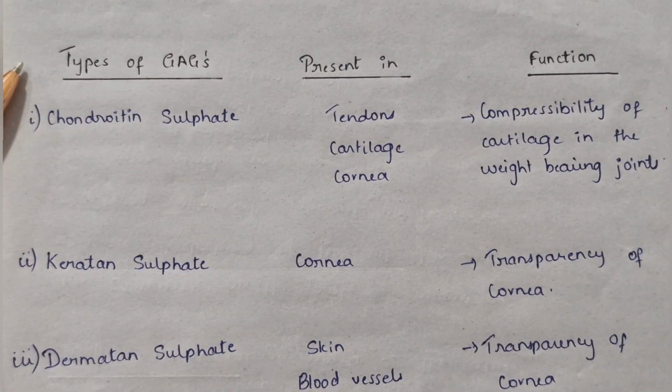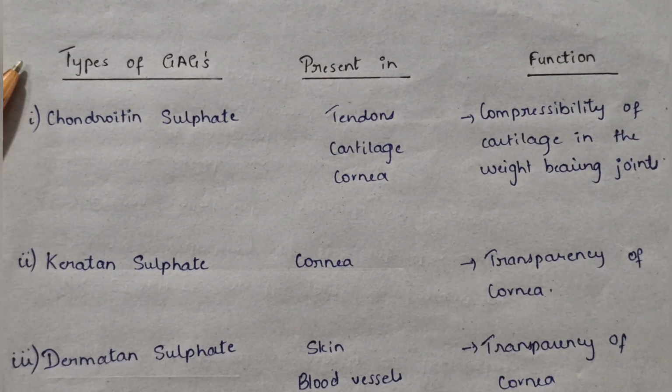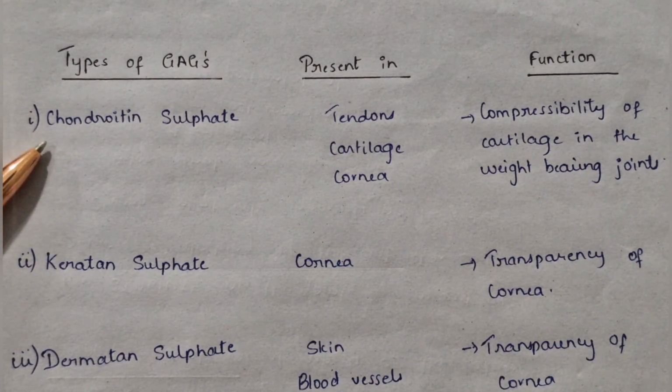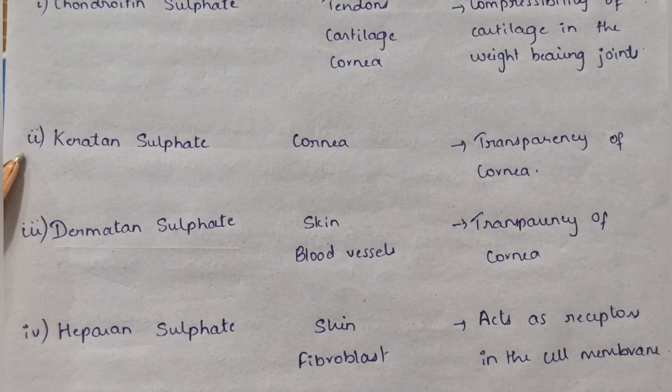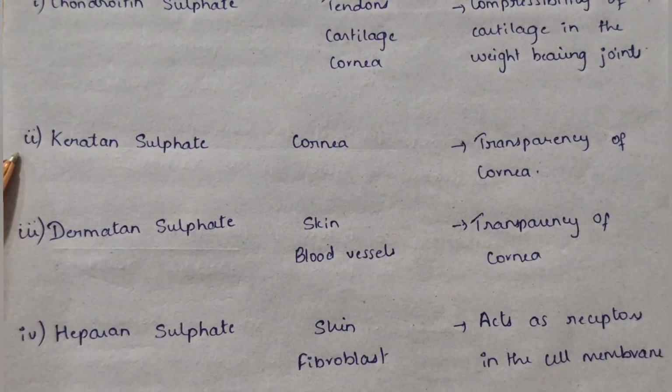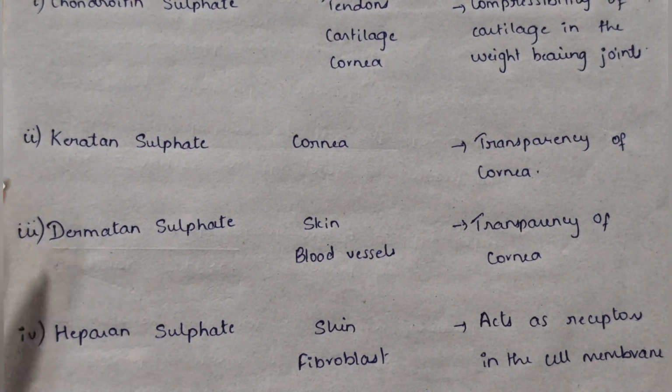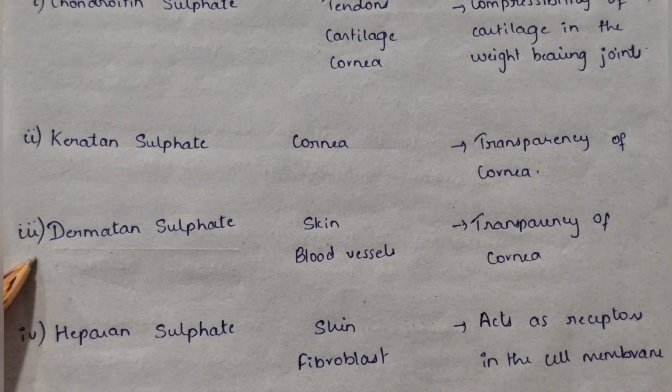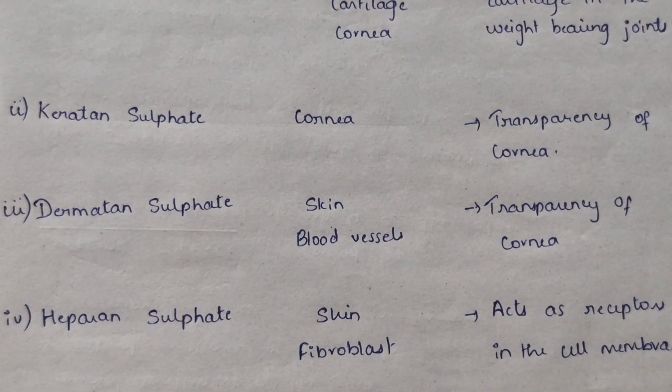Now let's see the types of GAGs, their location and function. The first one is chondroitin sulfate, present in tendons, cartilage, and cornea, helps in compressibility of the cartilage in the weight-bearing joint. The second one is keratan sulfate, present in the cornea, helps in the transparency of cornea. The third one is dermatan sulfate, present in skin and blood vessels, helps in the transparency of cornea.